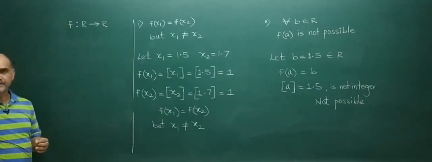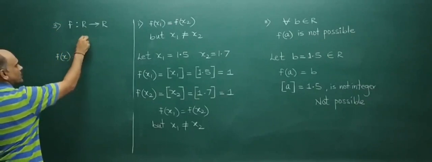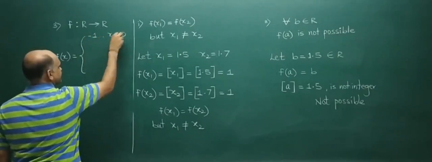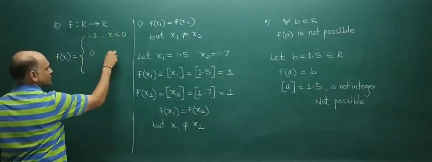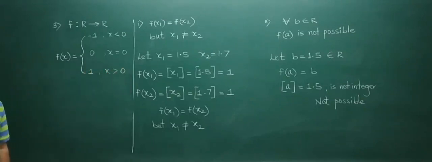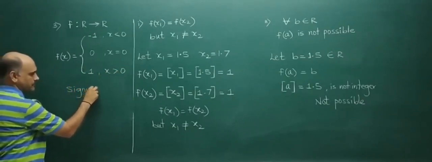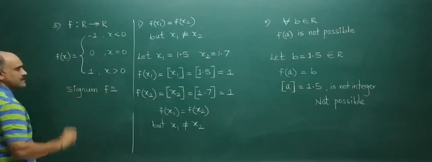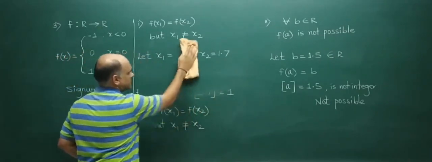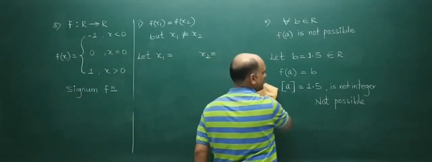Third, if I take a function from real to real, f of x is equal to minus 1 when x is less than 0, equal to 0 when x equals 0, and 1 when x is greater than 0. This we call the signum function. Again here you are required to show that it is neither 1, 1 nor onto.